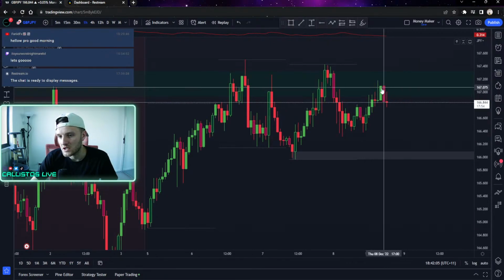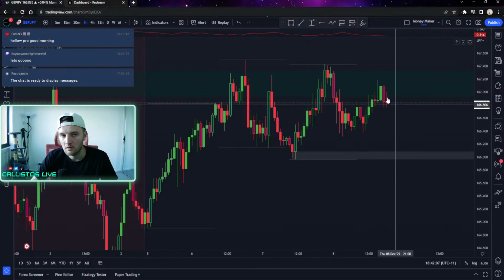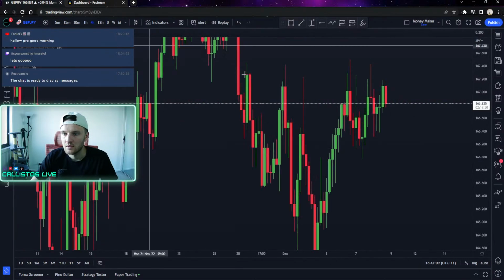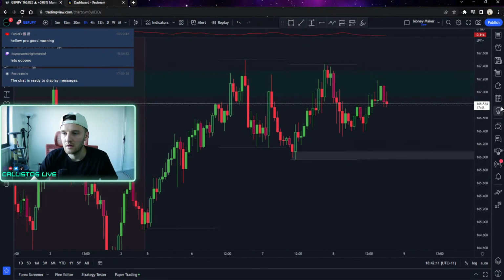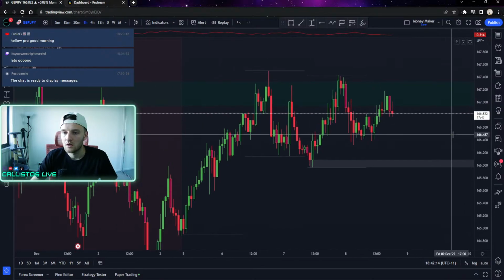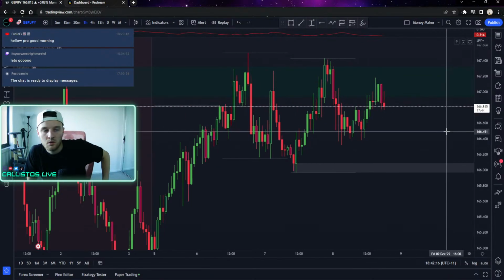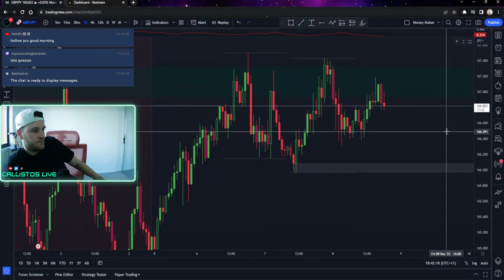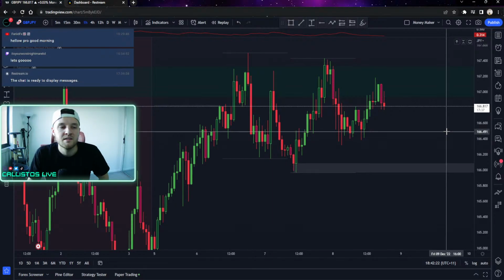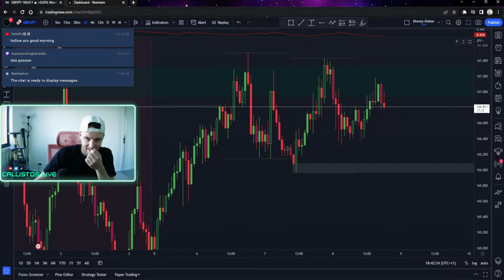So you can see we're getting that rejection here now. Right, we've got 17 minutes left of this one hour candle until London Open here on GJ. So let's see. Let's see what one's here.